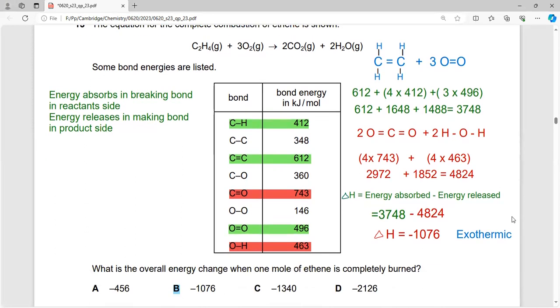Now we are going to compare these values. On the reactant side, the energy is absorbed: 3,748, minus the product side, where energy is released: 4,824. And our total enthalpy change is what? Minus 1,076. This is our exothermic reaction. Why? Because the answer is negative, energy released is more as compared to the energy absorbed. So B is our correct option here.